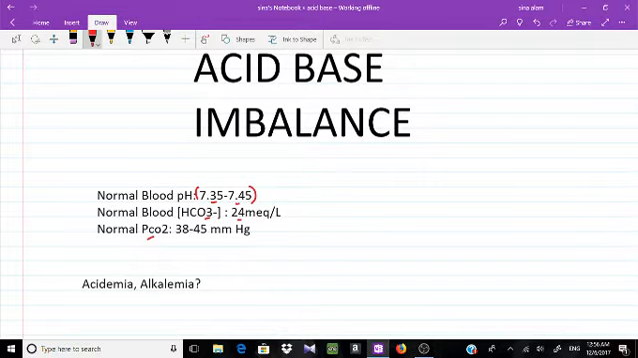The normal partial pressure of carbon dioxide, or the dissolved carbon dioxide in our plasma, is 38 to 45 millimeters of mercury, but again the ranges change.